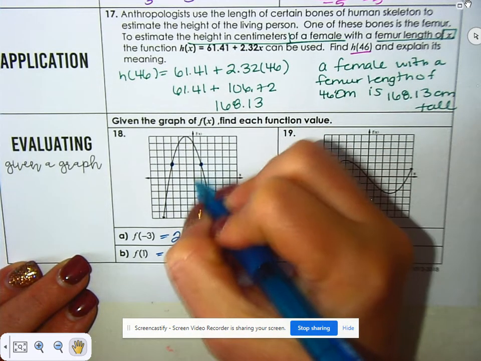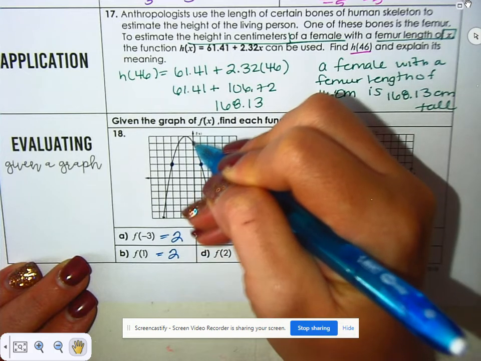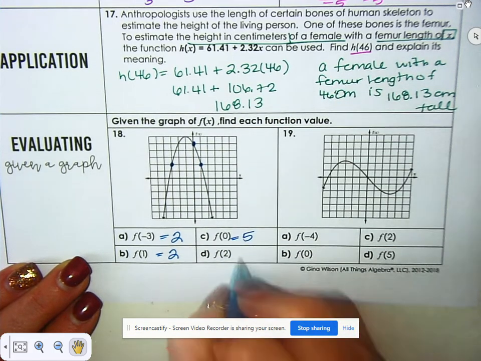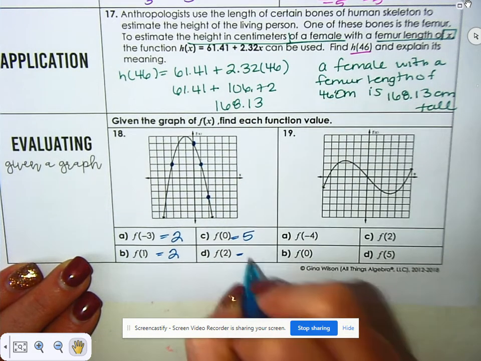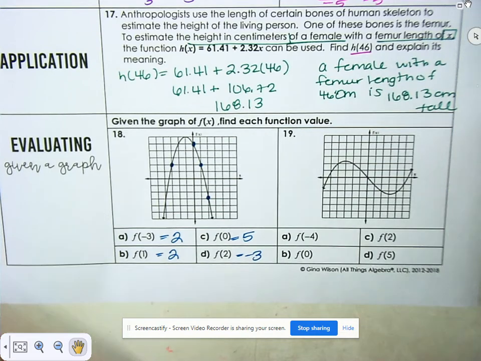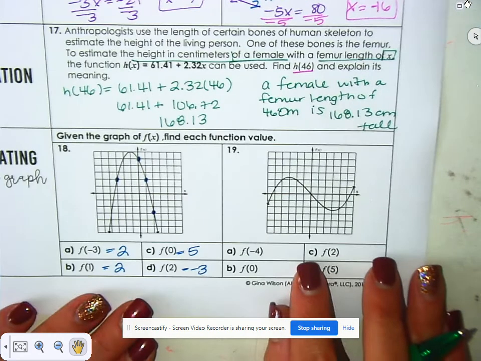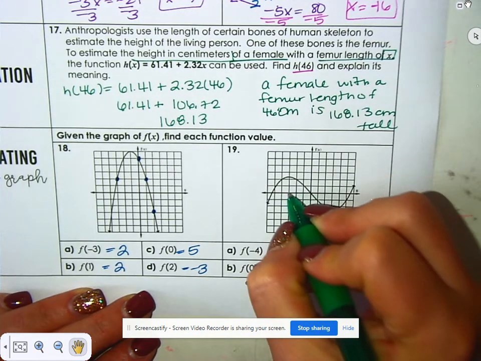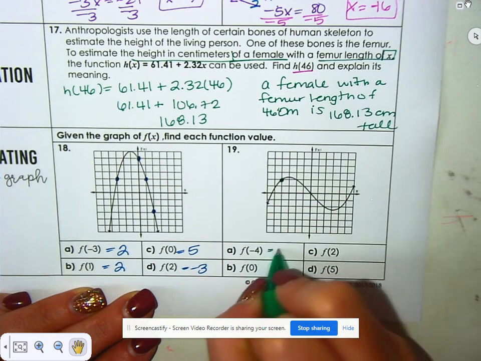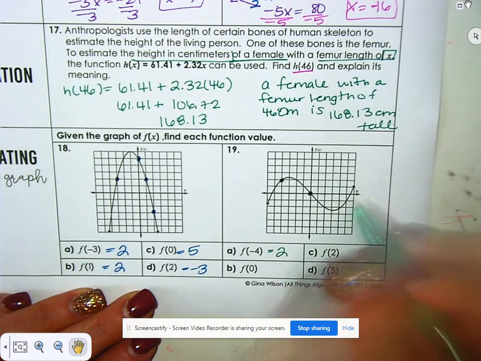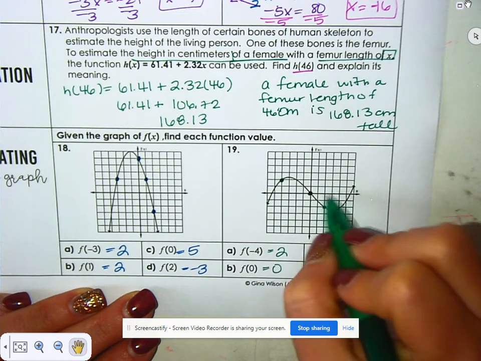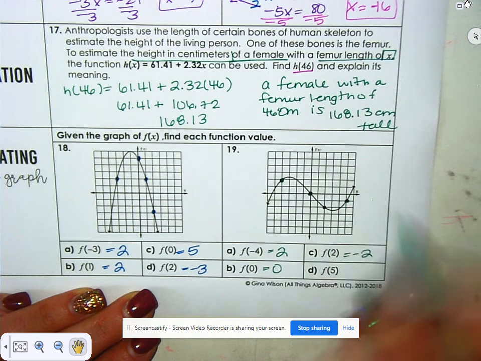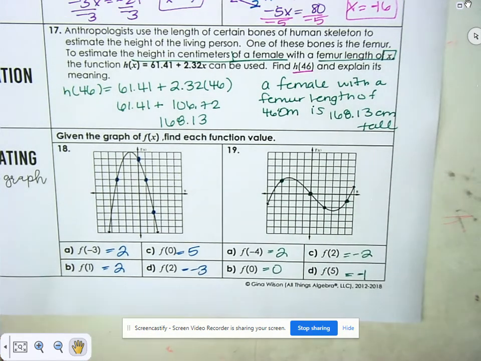F of 0, so that means x is 0. It intersects y up here at 5. And f of 2 is down here at negative 3. And that's all you're doing when they give you the graph. If they give you a number, you find it on the x-axis, see where it intersects the y-axis, okay? F of negative 4, 1, 2, 3, 4, it's up here at positive 2. 0 is right here at 0. 2 is at negative 2. And 5 is at negative 1.